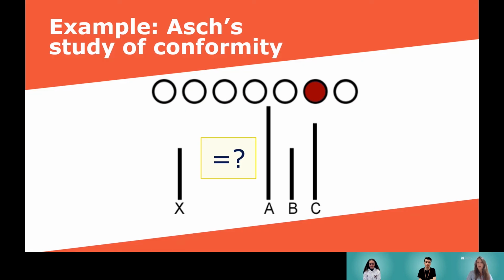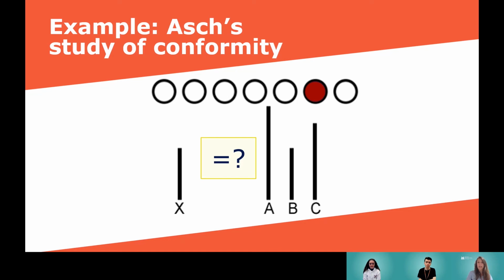Here is an example of a very famous social psychological research by a man called Solomon Asch. Solomon Asch sat his participants in a row of 8 people. He asked participants to tell him which line matched the example line X here. But before the participant answered, 7 confederates to the participants gave their answers.